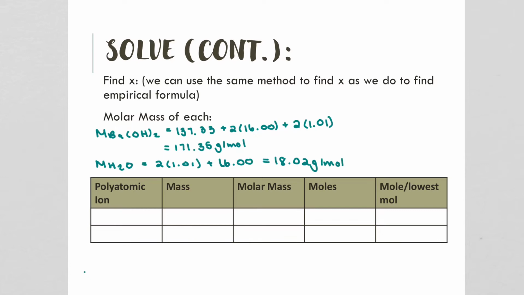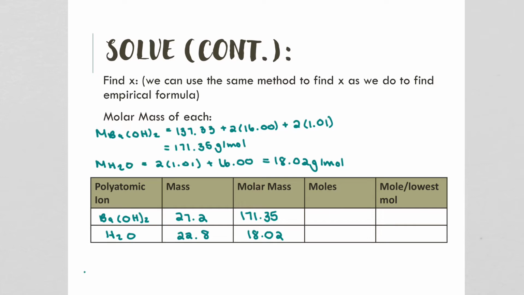So our polyatomic ion is the first one, barium hydroxide. And from the first example, our mass was 27.2. Our molar mass is 171.35 grams per mole. And I'll just put the information about water in right now too. So water, its mass was 22.8 and its molar mass is 18.02.